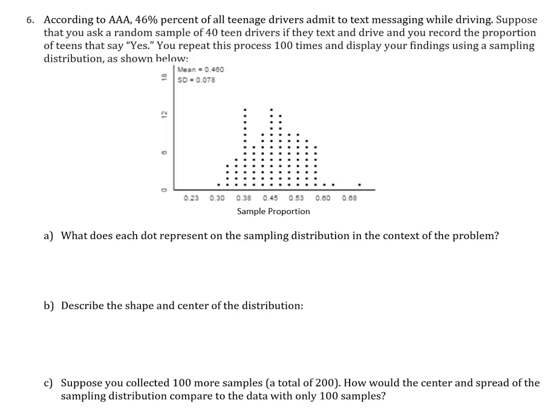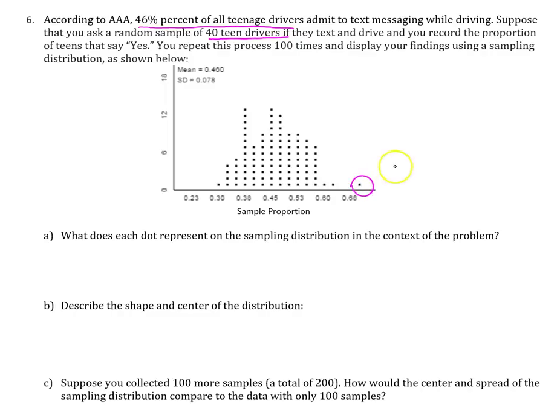All right, so I skipped ahead in our packet to question 6. This is a good place to talk about simulations. According to AAA, 46% of all teenage drivers admit to text messaging while driving. Suppose that you ask a random sample of 40 teen drivers if they text and drive, and you record the proportion that say yes. You repeat this process 100 times and display your findings using a sampling distribution as shown below. Okay, so what does each dot on the distribution represent?